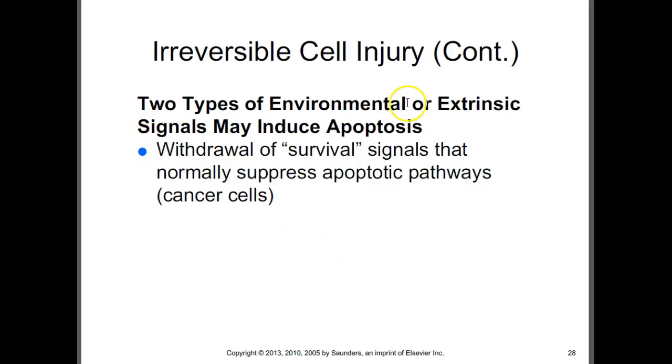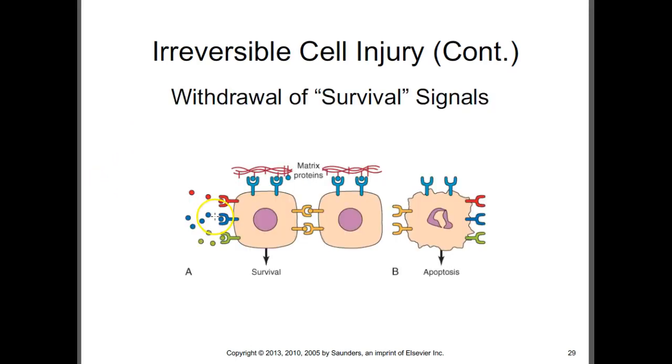So two types of environmental or extrinsic signals may induce apoptosis. First, withdrawal of survival signals, which usually and normally suppress apoptotic pathways, like in cancer cells. Once the cell realizes that there's a cancer signal, many times apoptosis is going to occur. Okay, so you might see here matrix proteins, that this is the way the cell is supposed to be. This basically tells the cell that this is an appropriately functioning cell. But in a cell where the communication between the matrix proteins and so on has been lost, then this cell is no longer properly functional, and it's going to undergo apoptosis. And again, it does not necessarily need to be pathological. It could be that the cell is old and needs to be replaced.